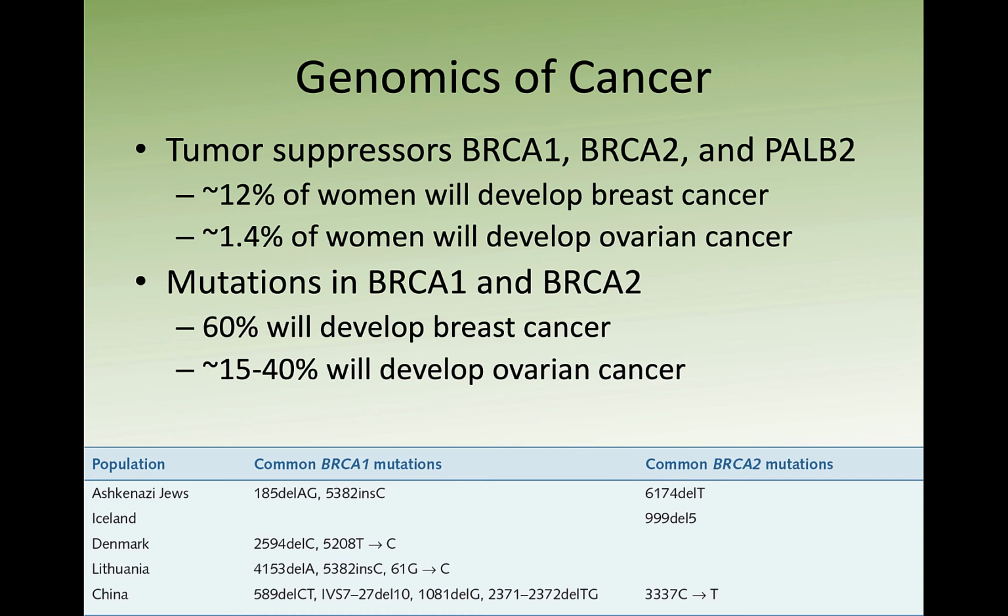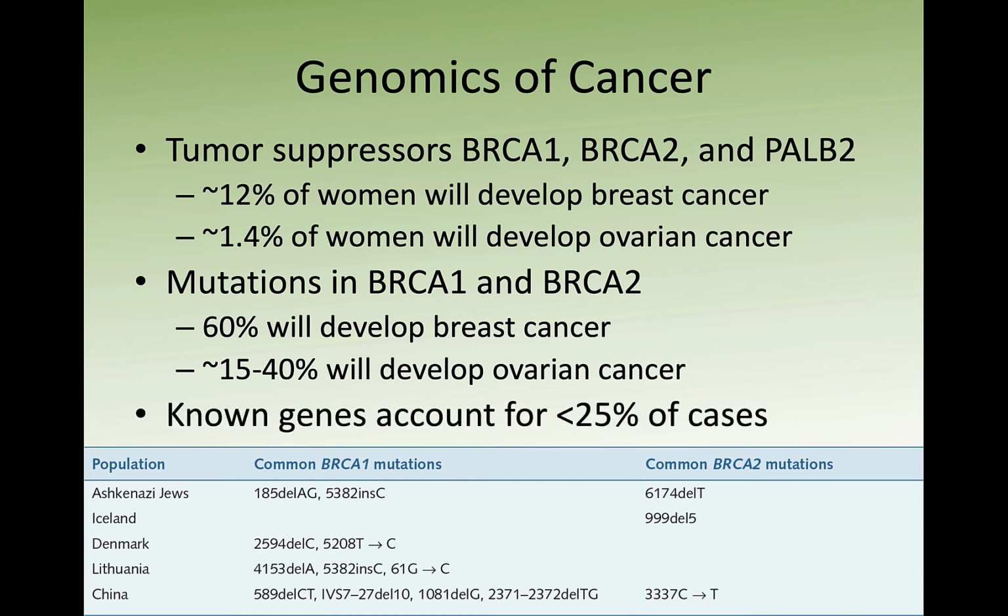Along these lines, it's also interesting to note that different populations and origins of people have different types of mutations. Ashkenazi Jews have very specific mutations that are more common to people from that ethnic background versus, say, people from Denmark or China. So there are differences in which mutations we tend to see in people from different places.